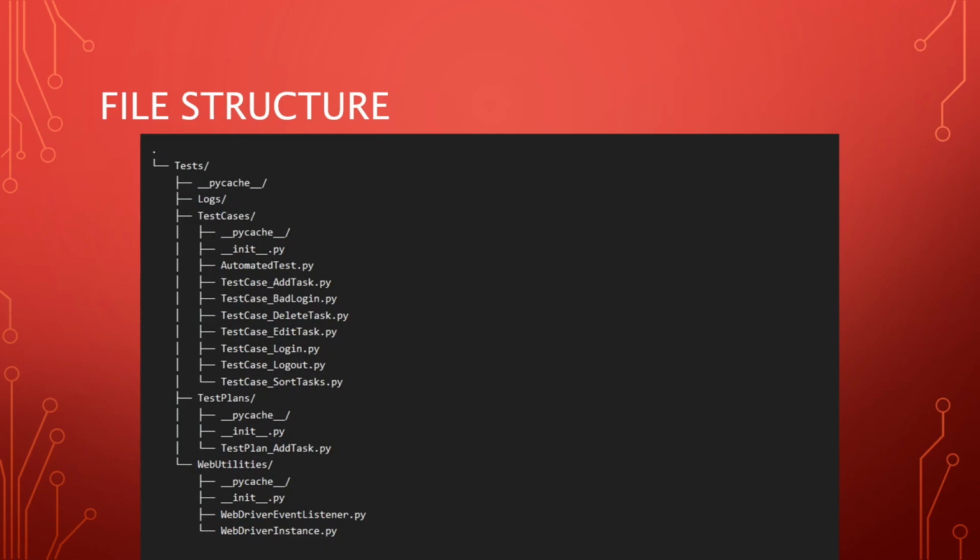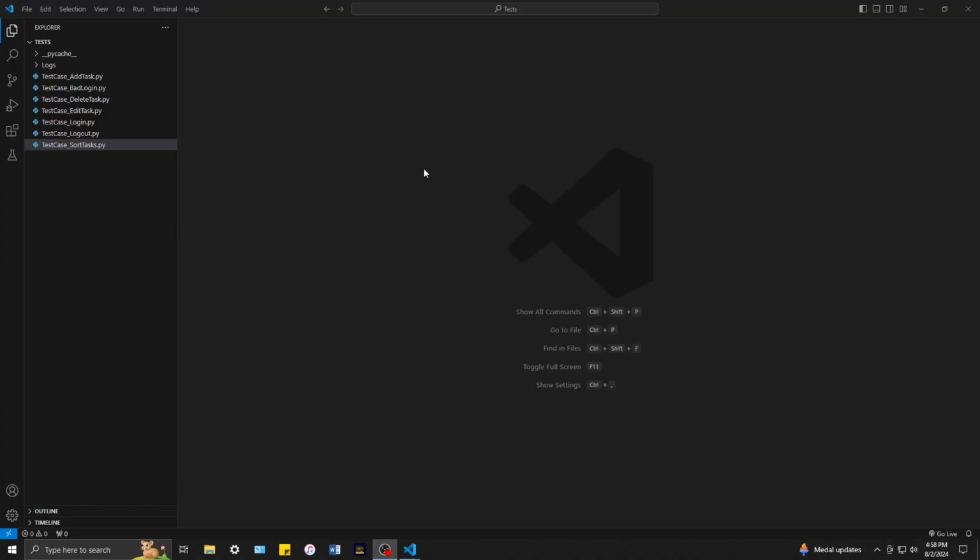This is what our new file structure is going to look like. We're going to create some new directories in our test project, namely test plans and web utilities. Let's get started. We'll begin with writing the test plan. Create a new directory called test cases and move all 4 of our test cases there.